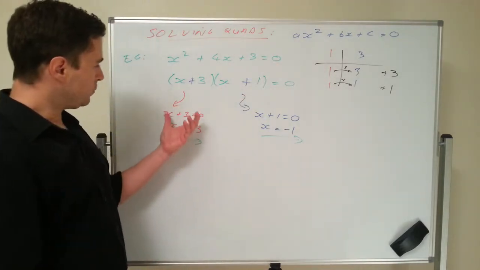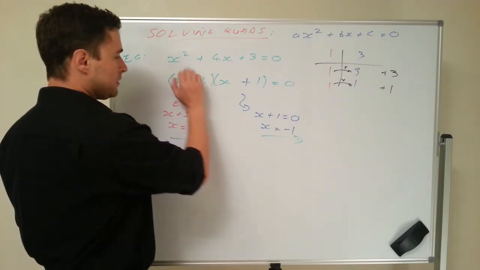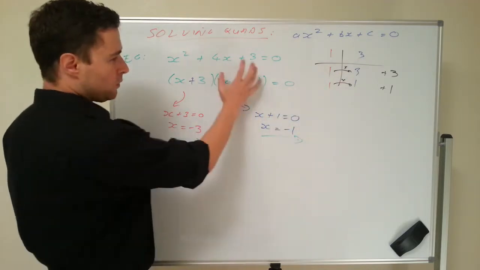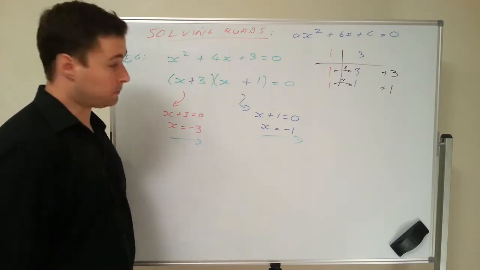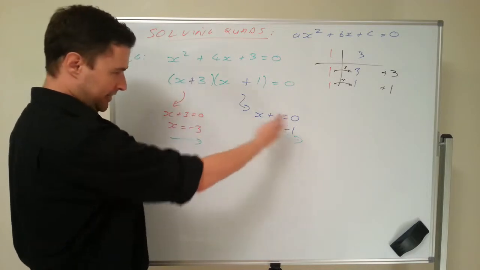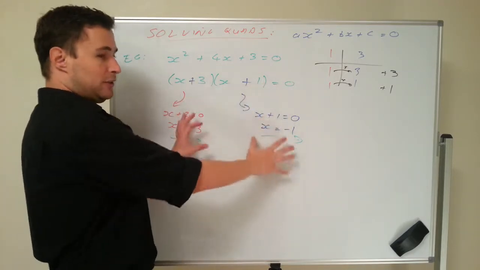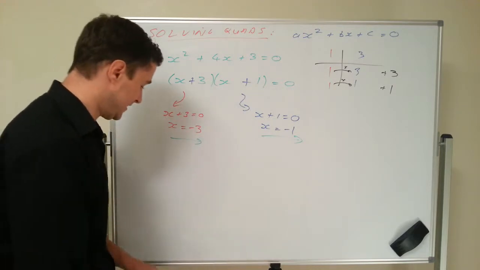Okay, the reason why I equate each linear to 0 is because 0 times anything will be 0. That's what we do. We get it all to one side, factorize it, equate each factor to 0. So we're turning a quadratic equation into solving two linears. Are you with me? Fantastic.